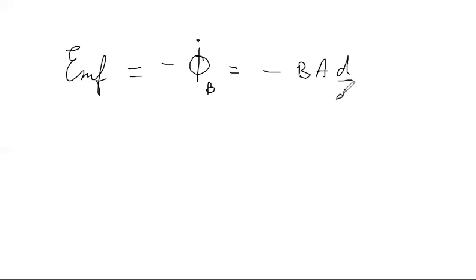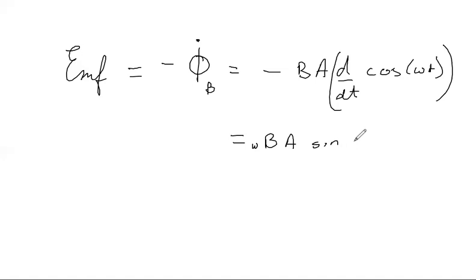Fine. Now the EMF around that loop is simply going to be minus the time derivative of the magnetic flux, and so that's going to be minus B times A times the time derivative of cosine of omega t, which is simply B times A times omega times the sine of omega t. Awesome.